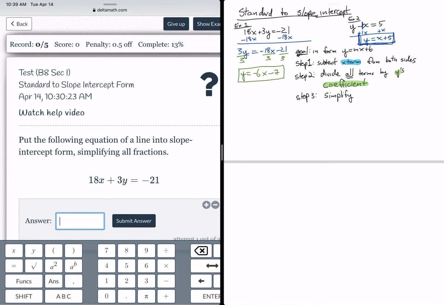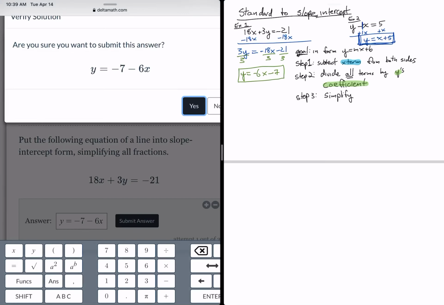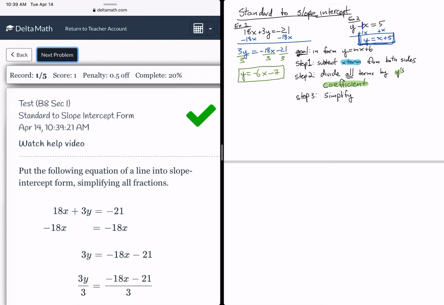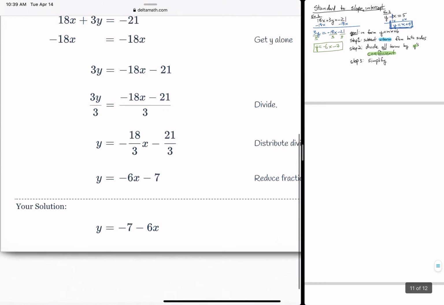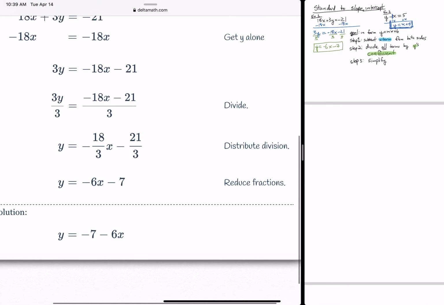Out of curiosity, I'm going to flip the order first just to see if that works. So if I do y equals minus 7 minus 6x, which is backwards, right? Usually we want to put the x term before the constant. Okay, but that actually does work. So see how their solution was put in the way I would have put it as minus 6x minus 7, but it still works either way.